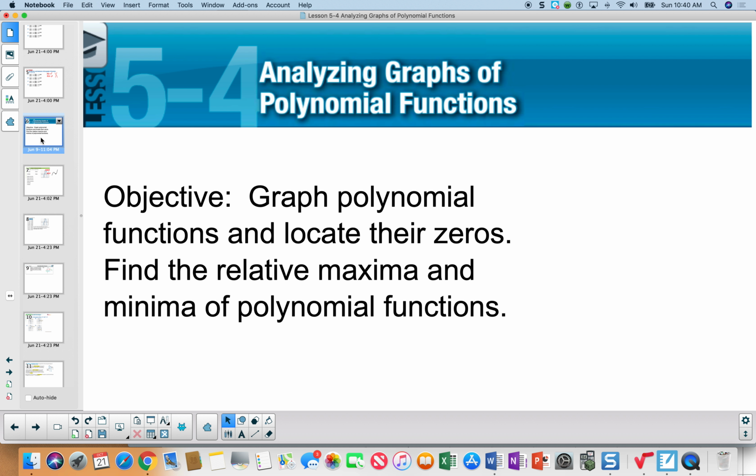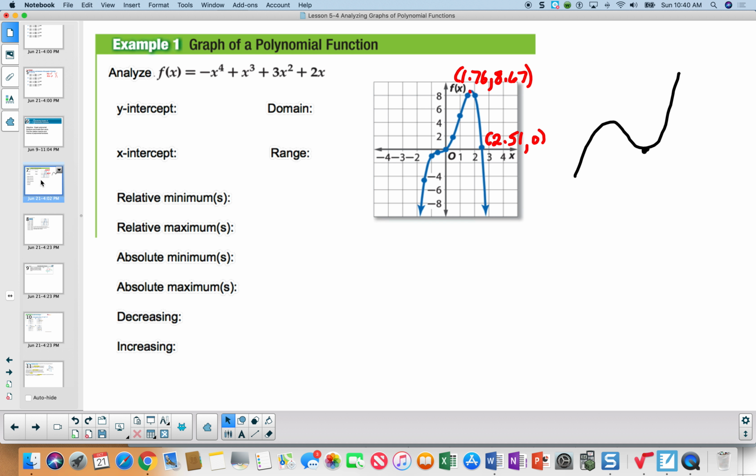Objective: graph polynomial functions and locate their zeros. Find the relative maximum and relative minima of polynomial functions. Let's take a look at this polynomial function. I have already identified the turning points using the graphing calculator, and I've identified this other zero using the graphing calculator. So let's go ahead and answer these questions.